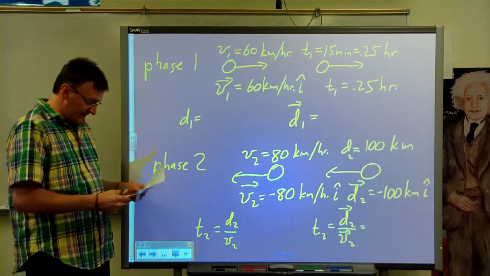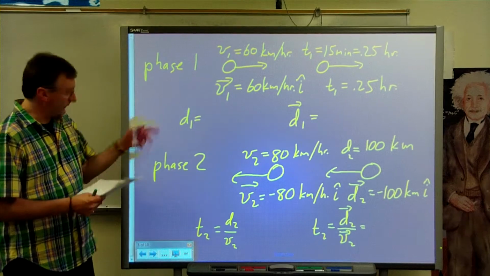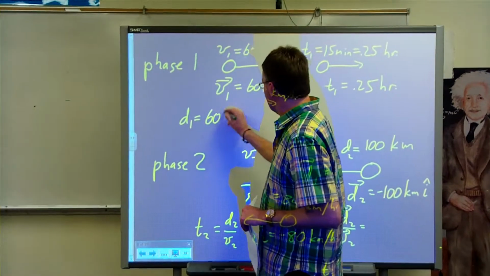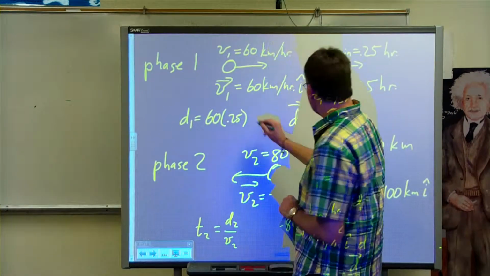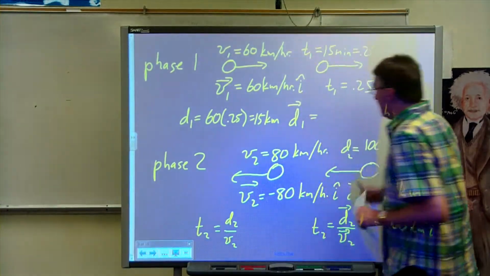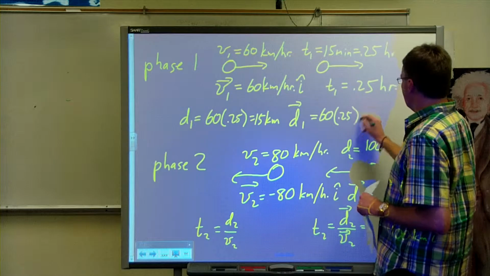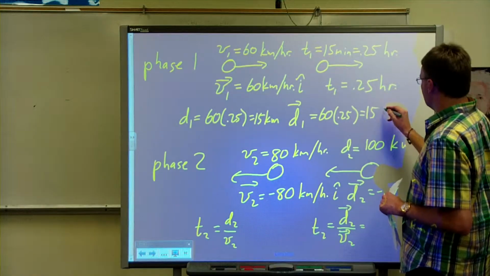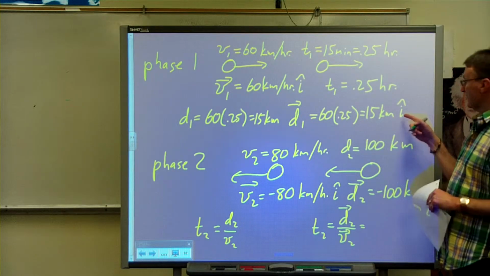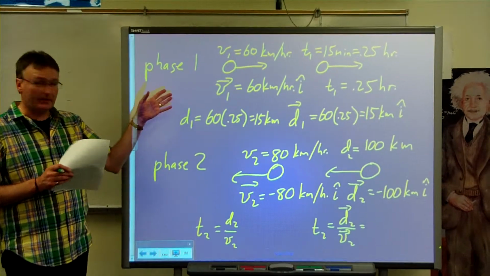So the distance then, let's look at the distance for phase 1. The distance is just simply going to be 60 times 0.25, and that works out to 15 kilometers. The displacement also is 60 times 0.25, and we'll write it this way here, 15 kilometers in the i direction. So it's positive 15 kilometers in the i direction here. Okay, so that was the unknowns from phase 1.